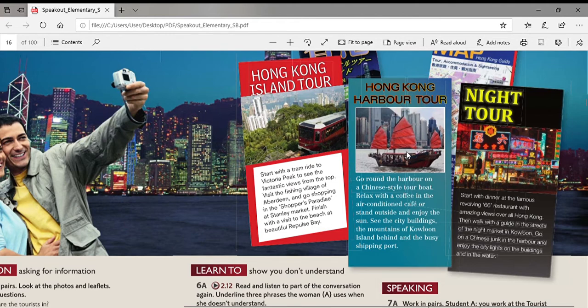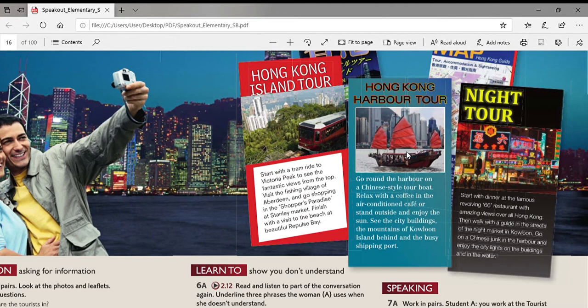Go round the harbor on a Chinese-style tour boat, relax with a coffee in the air-conditioned cafe, or stand outside and enjoy the sun. See the city buildings, the mountains of Kowloon Island behind, and the busy shipping port.